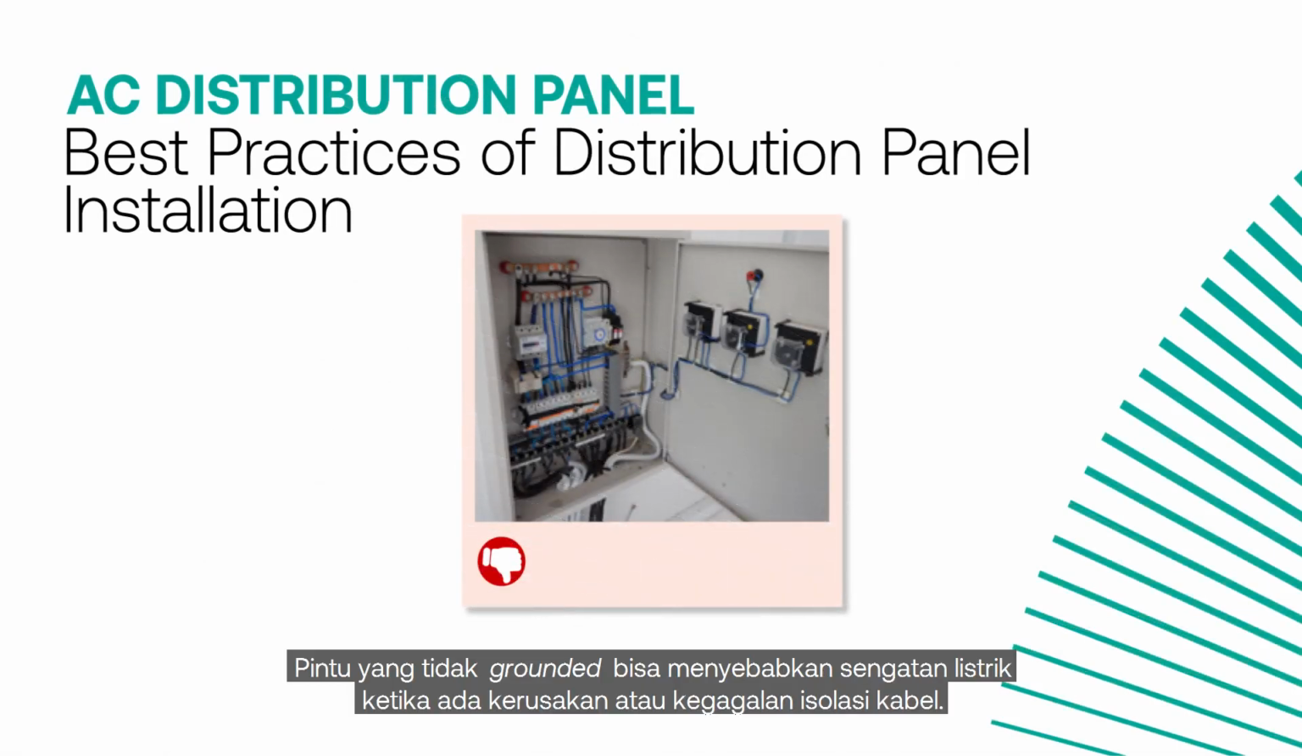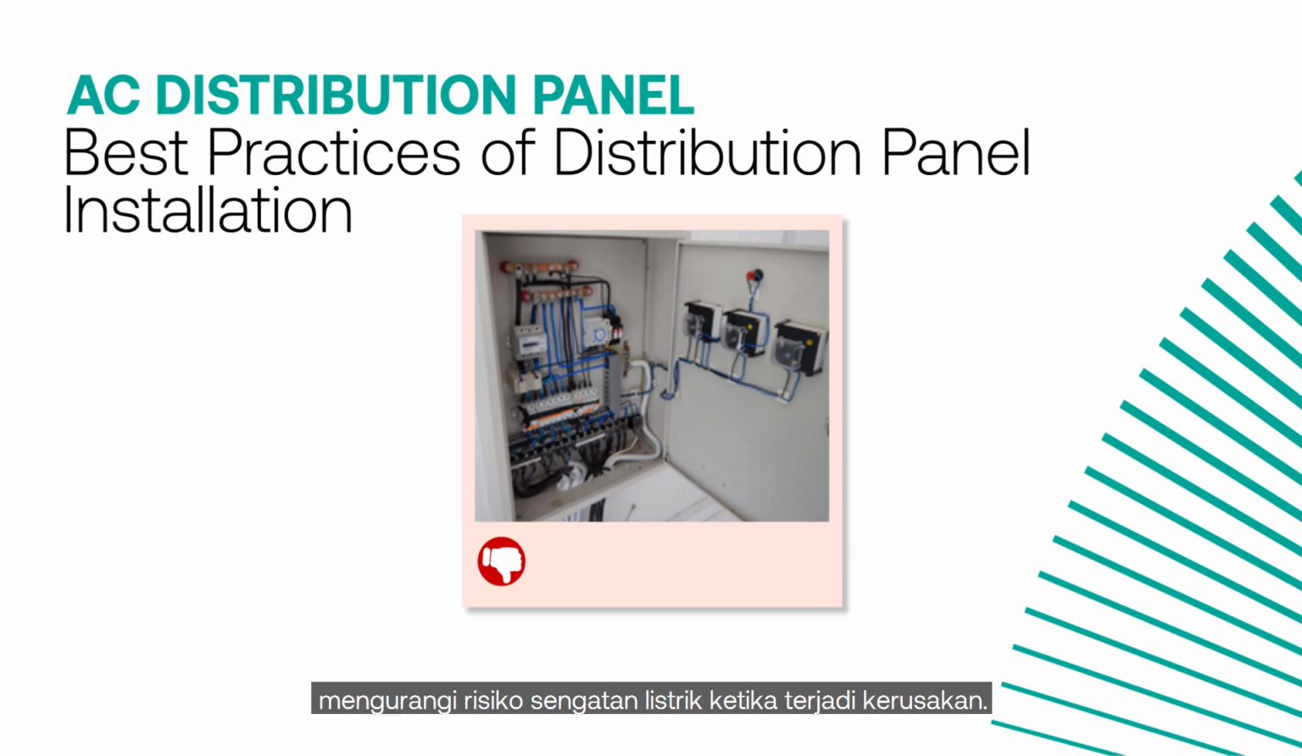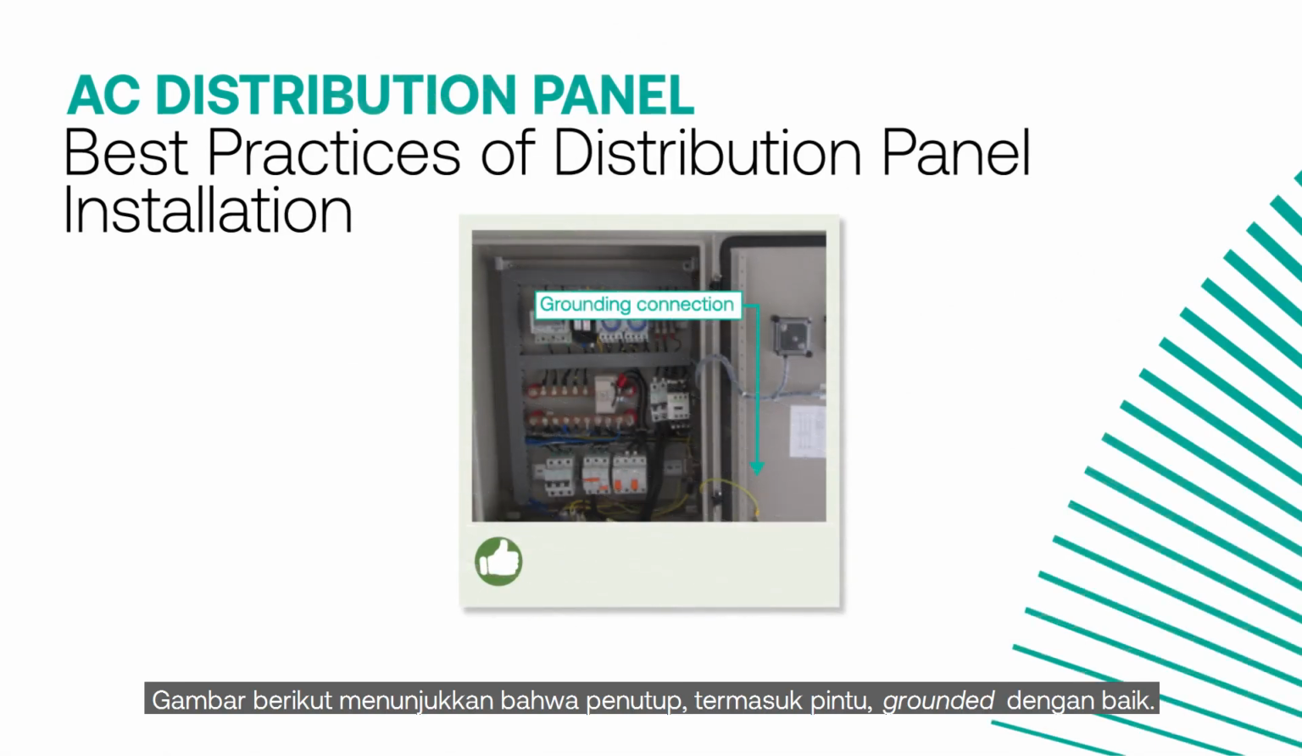Ungrounded door may lead to electric shock when there is a fault or cable insulation failure. There is no guarantee that the door is conductively connected to the box. Attaching a grounding cable to the door reduces the risk of being electrocuted when a fault occurs. The picture shows that the enclosure, including its door, is well grounded.